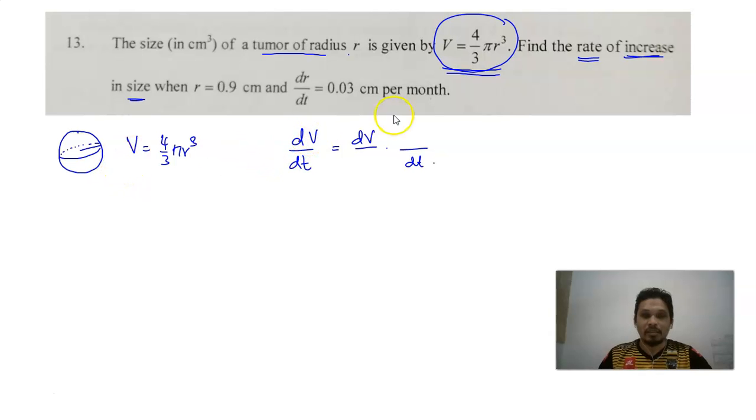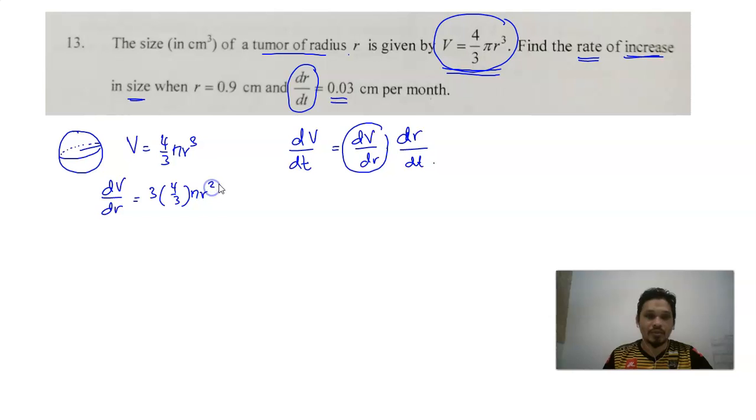Okay, now it's mentioned here, find the rate of increase in volume, and given that dr/dt is 0.03 centimeter per month. So we're going to find out what is dV/dr here. dV/dt is the changes of V with respect to the radius, and the changes of radius with respect to the time, per month. So dV/dr equals 3 times 4 over 3 pi r squared, which is 4 pi r squared. So we substitute it all here then.